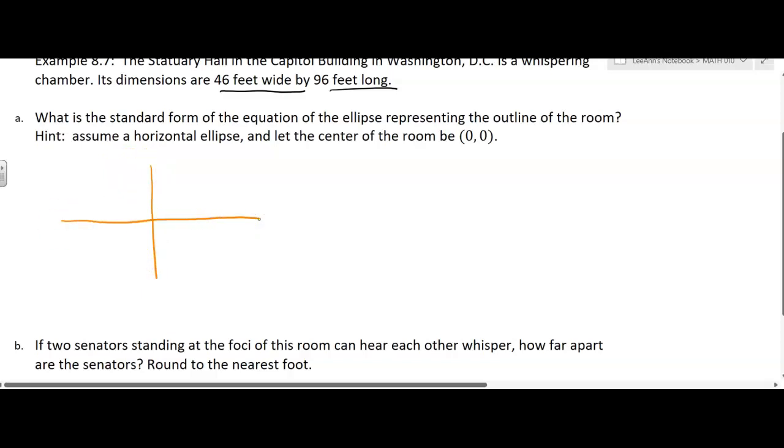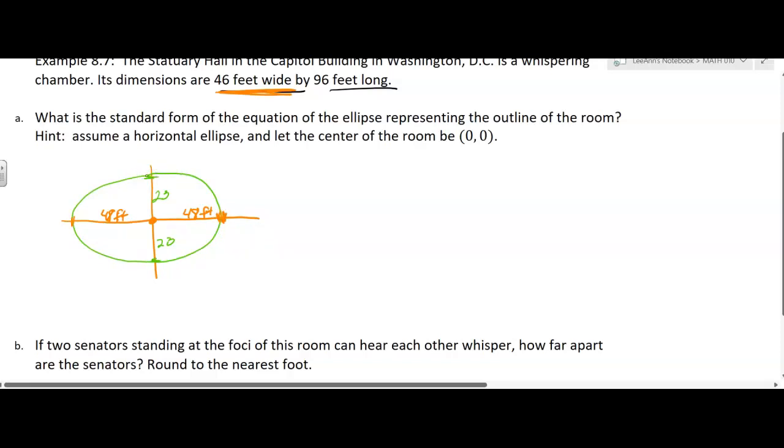And we know it's 96 feet long. So between here and here, say, is 96 feet. We're going to have the center at the origin. Well, if it's 96 feet for that distance, then half of the distance is here. So that's going to be 48 feet, and 48 feet on the other side. And then for the 46 feet wide, divide that by 2. So it's going to be 23 feet up here and 23 feet down here. So the Statuary Hall is shaped something like that, and that's what we're looking at.